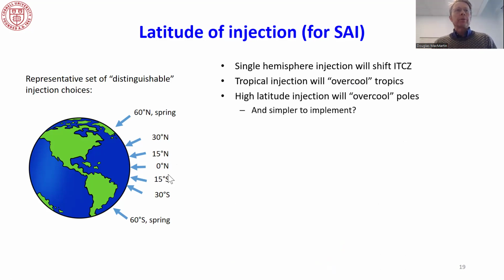If you put it in at high latitude, you will put more of your emphasis at high latitude. So if what you are worried about is Arctic sea ice and permafrost and the melting of Greenland and Antarctic ice sheets, you probably want to put them in at high latitudes. The reason I say that's simpler to implement is that the tropopause, the boundary between the stratosphere and the troposphere, is a lot lower at high latitude.